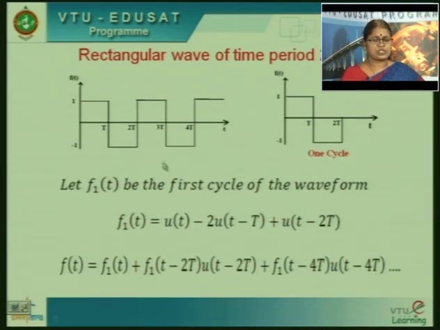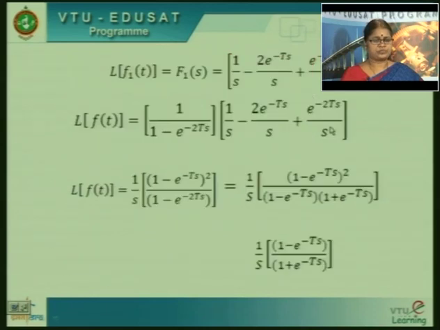Now, using the periodic theorem, we know the Laplace transform of this function can be obtained by multiplying the Laplace transform of f1 of t by 1 divided by 1 minus e power minus Ts, where T is the time period, but in this case the time period is not T, it is 2T.